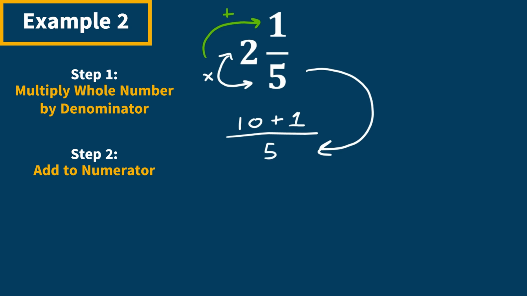And now all we do is just simplify. 10 plus 1 is 11. And the denominator stays the same. It is just 5. So 2 1/5 written as an improper fraction is 11 over 5.